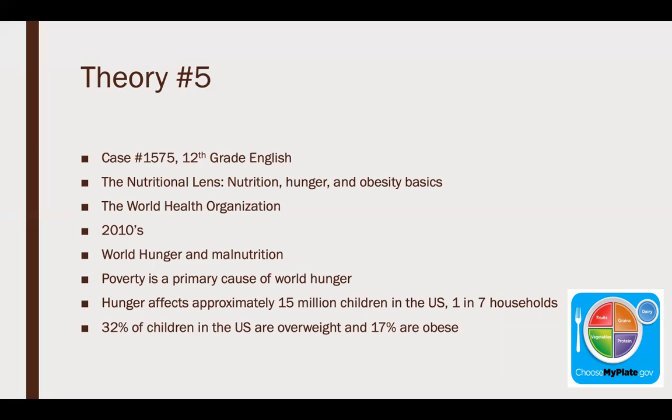The two types of malnutrition are protein energy malnutrition, a lack of calories and protein, and micronutrient malnutrition, a lack of essential vitamins and minerals. Poverty is a primary cause of world hunger. Hunger affects approximately 15 million children in the US, which is 1 in 7 households. 32% of children in the US are overweight and 17% are obese. Children classified as normal weight or overweight and obese have different brain functions when performing tasks. All of these conditions will impact the way a student performs in school.